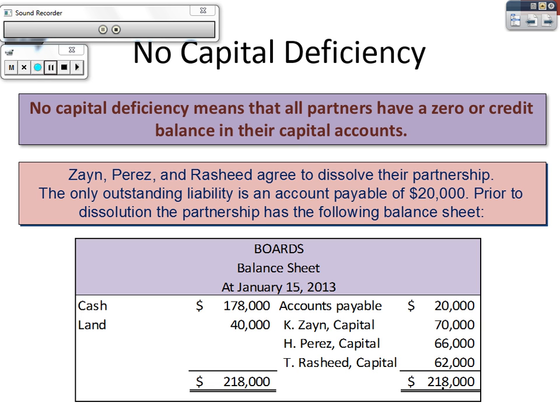They give you an example here. Zan, Perez, and Rashid agreed to dissolve their partnership. The only outstanding liability they had was about 20,000 in accounts payable. Prior to dissolving, the partnership has the following balance sheet. This is how much cash they had on hand, this is how much the assets were worth at that time, and that's the accounts payable or debt sitting out there. Notice, just write down on your papers what their capital balances are at the end of January 15th. And there are 3 of them.